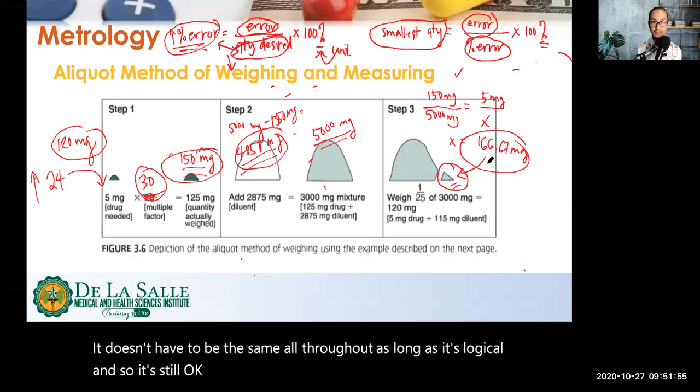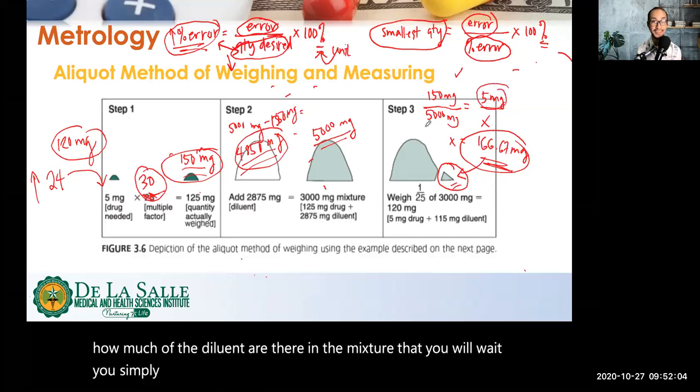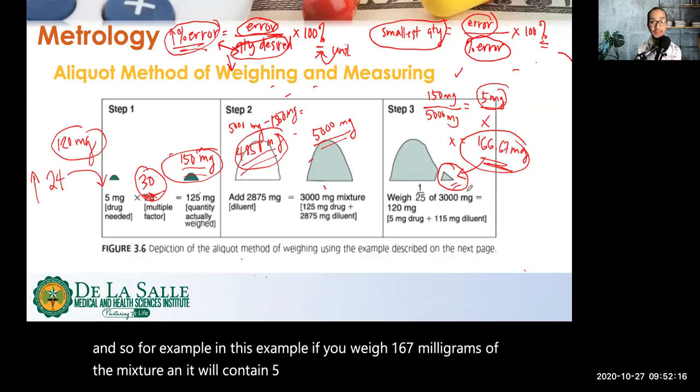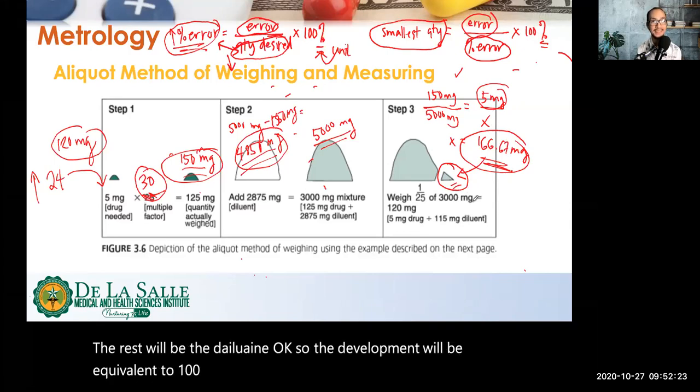Now, if you would like to know how much of the diluent there is in the mixture that you will weigh, you simply subtract the amount of the drug that is present there. So for example, in this example, if you weigh 167 milligrams of the mixture, and it will contain 5 milligrams of the drug, the rest will be the diluent. So the diluent will be equivalent to 162 milligrams. So that's how you do it for the aliquot method of weighing and measuring.